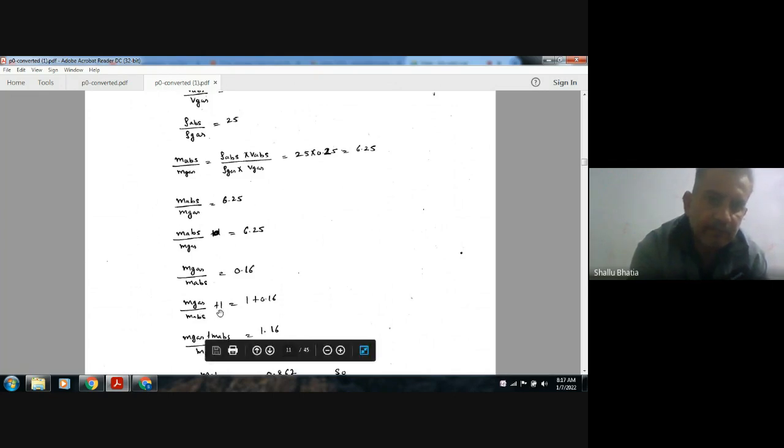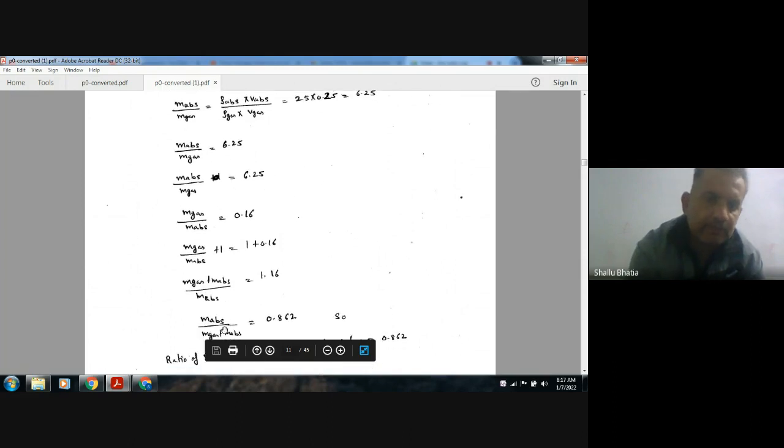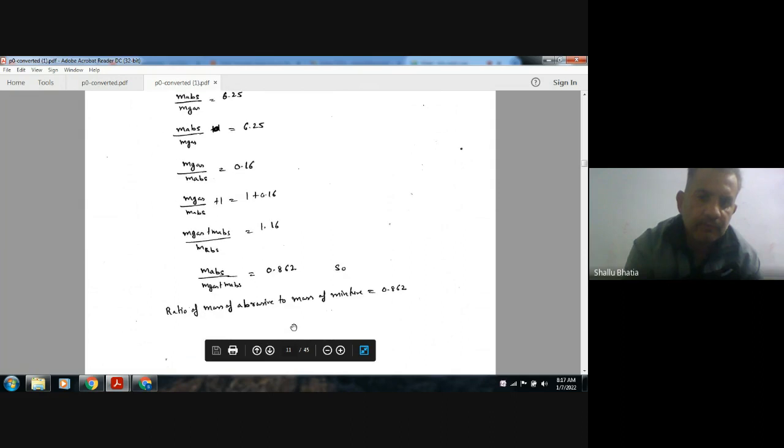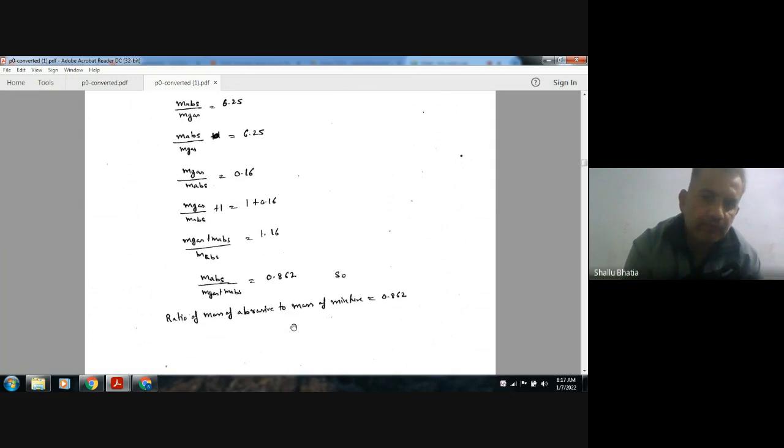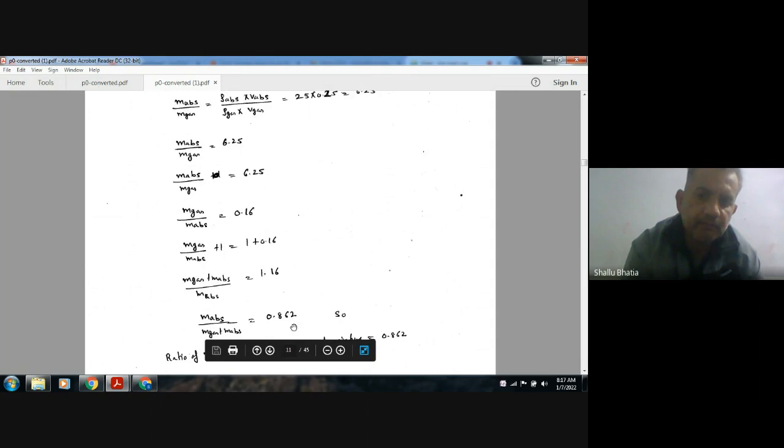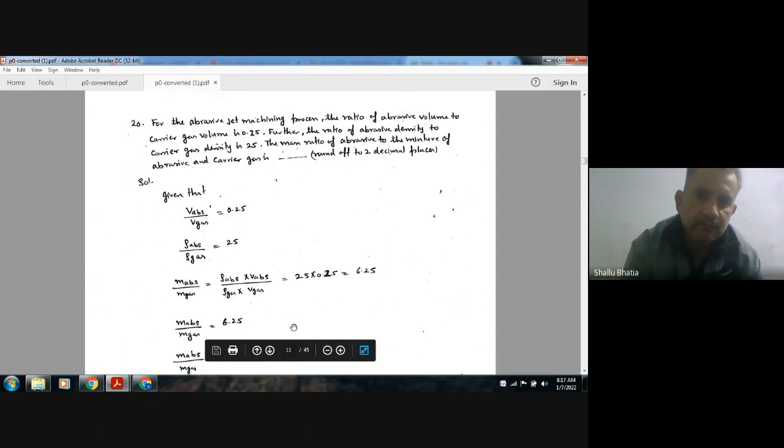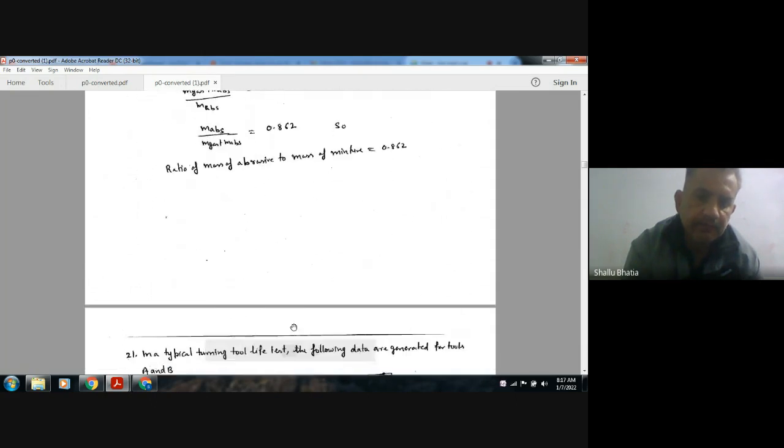Okay, now as we have the ratio of mass, adding 1 to the ratio of mass of gas to abrasive, which is 0.16, we get mass of gas plus mass of abrasive divided by mass of abrasive. Inverting it, mass of abrasive by total mass is equal to 0.862. So the ratio of mass of abrasive to mass of mixture is 0.862.